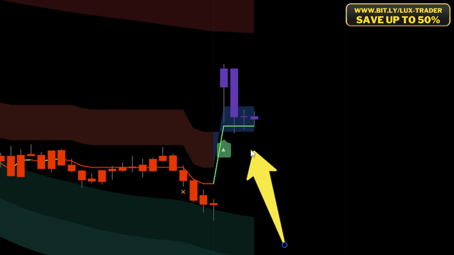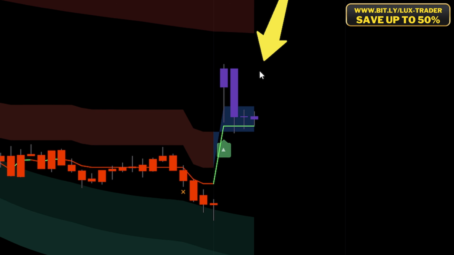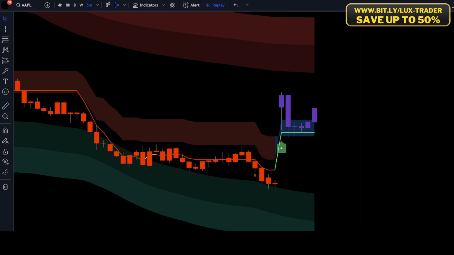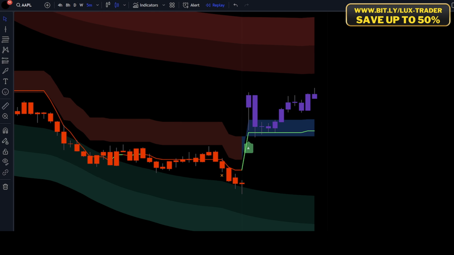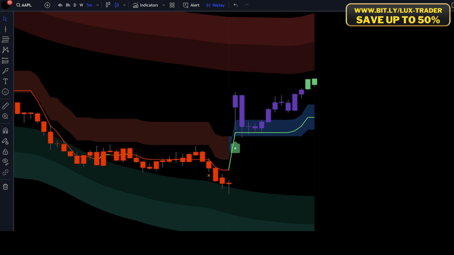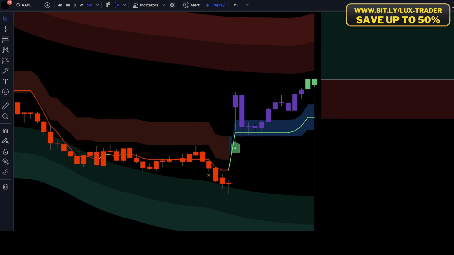Third, check that the trend catcher line is green. This indicates the trend is in your favor. Fourth, verify that the Neo Cloud is blue. A blue Neo Cloud suggests a supportive bullish environment. Fifth, most crucially, look for 2 uninterrupted green candlesticks. This confirms a steady upward movement. If all these conditions are met, enter a buy trade.